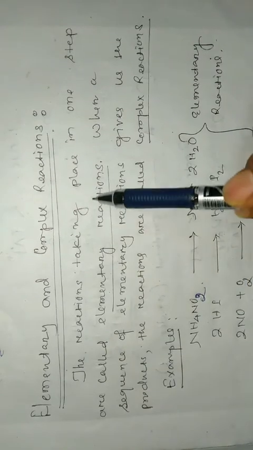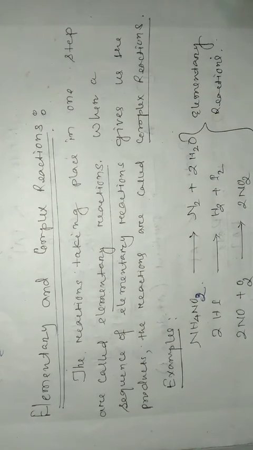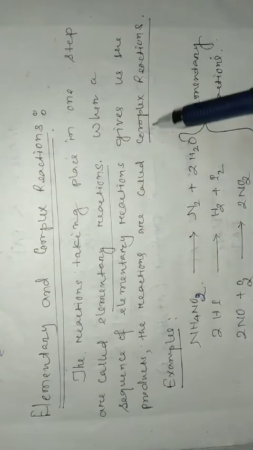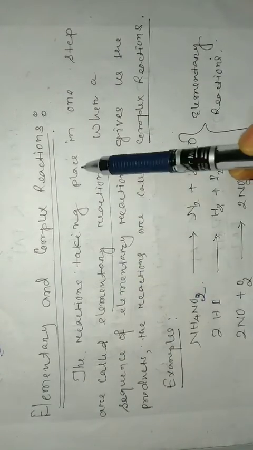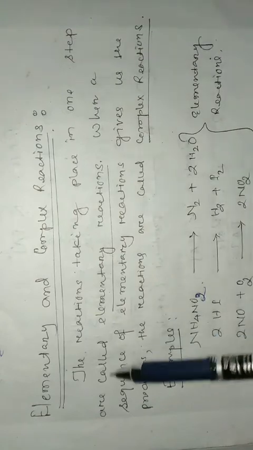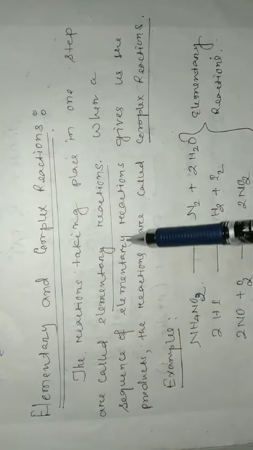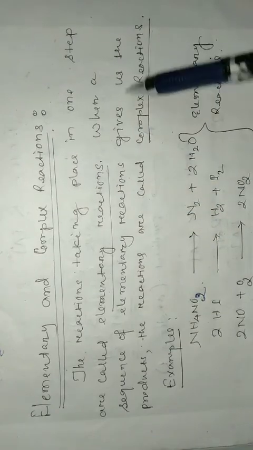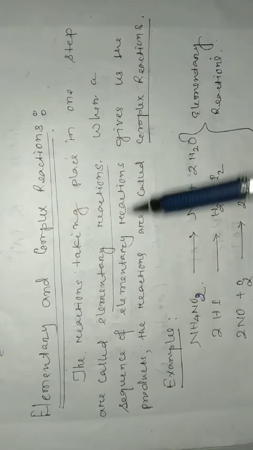But in those chemical reactions where reactants are converted into product in a sequence of steps, in a sequence of elementary reactions, they are known as complex reactions. So the reactions taking place in one step are called elementary reactions. When a sequence of elementary reactions gives us the products, the reactions are called complex reactions.